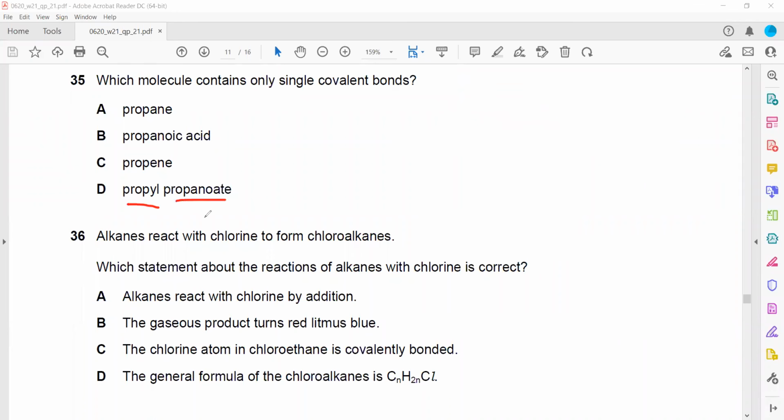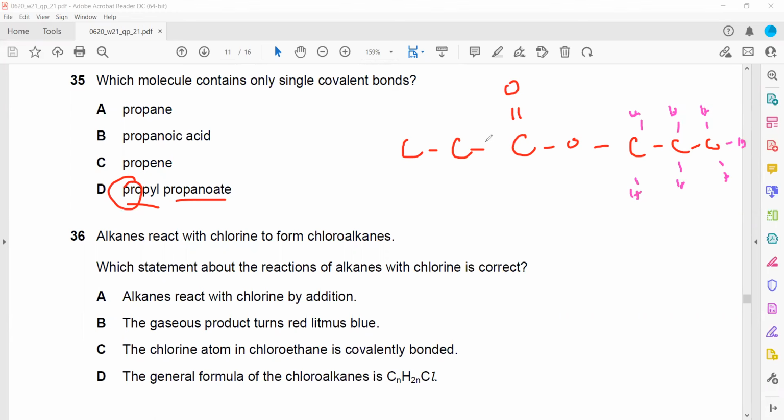And why not propyl propanoate? That is an ester. How do we draw an ester? First we draw the functional group, C double bonded with O and O. Propyl means 3 carbons, so we draw 3 carbons with oxygen, and propanoate means 3 carbons including this one in the carbon chain. When we put in the hydrogens, this has 2 hydrogens, this has 2, this has 3, and here this has 2 and this has 3. There is a double bond because C double bonded with O is there. In the question they are asking which contains only single bonds. So alkanes have only single bonds.